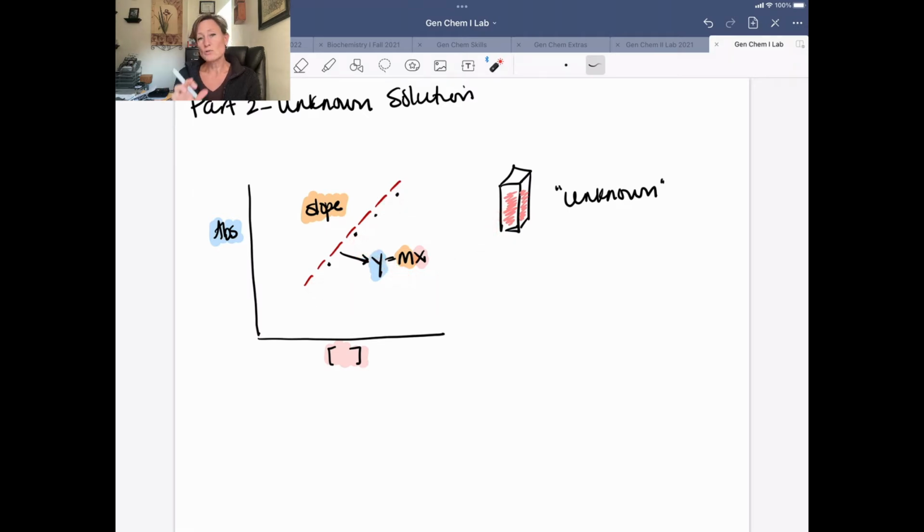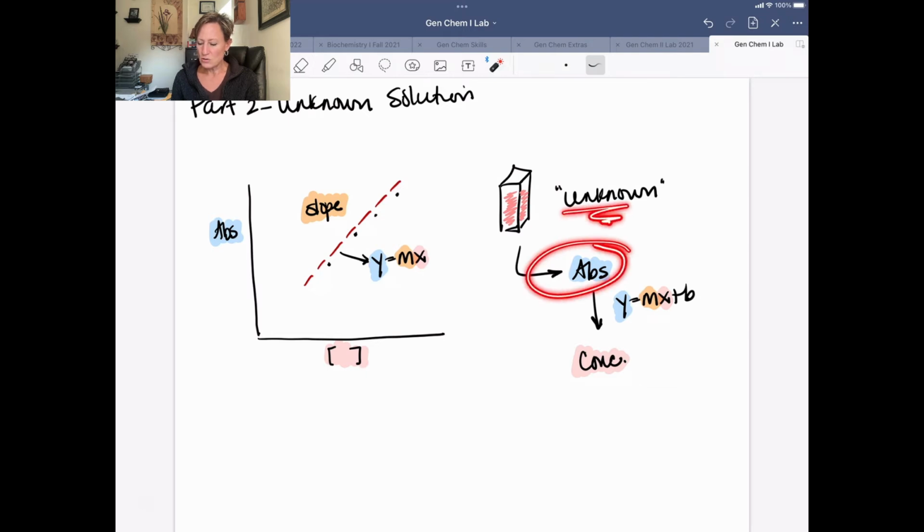And you're going to use your standard curve, and you're going to use the absorbance of your unknown, and you're going to use the equation from your standard curve. You're going to plug your absorbance in here, and we know the slope from your standard curve. That's why we made our standard curve, and then we're going to be solving for this x value, which is your concentration.